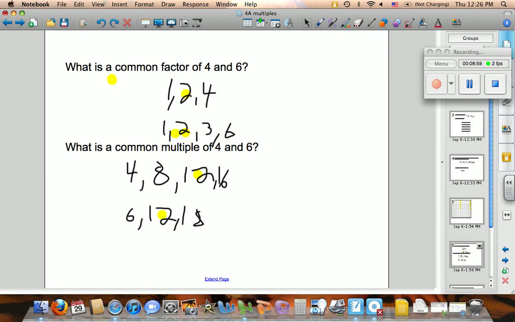So the best way to figure out multiples, if you're asked to find a common multiple like for 4 and 6, is to start listing the multiples of 4 and the multiples of 6 and look for the common threads.